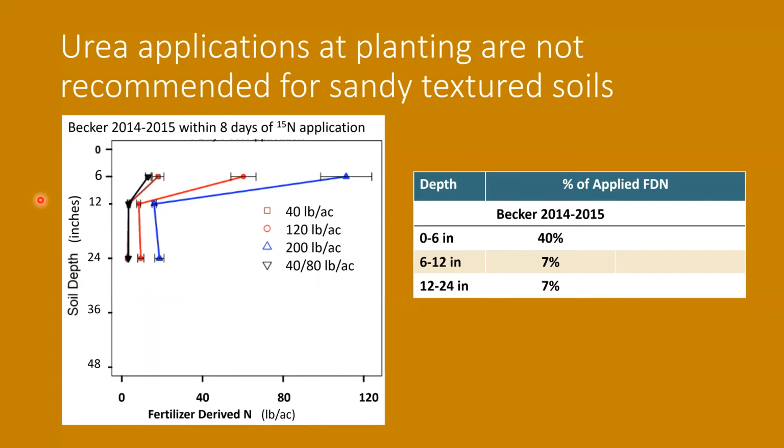But when you look at the 6 to 12 and 12 to 24 inch depths, you can see that about 7%, or 5 to 20 pounds, of the fertilizer nitrogen that was applied was found in those deeper depths. So averaged across all the treatments, 40% was in the top 6 inches, and then 7% was in the 6 to 12 and 12 to 24 inch depths, respectively.